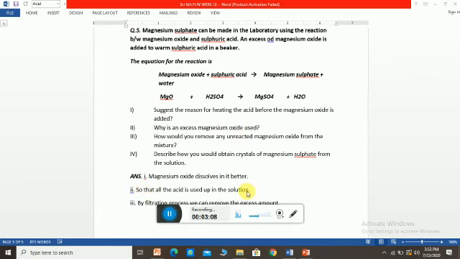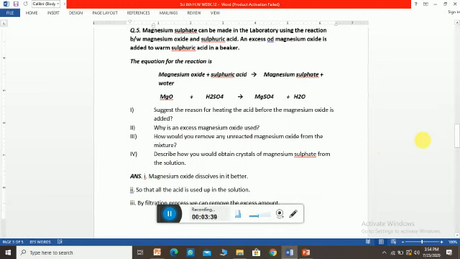In the third part, they are asking, how would you remove any unreacted magnesium oxide from the mixture? Very simple, we again discussed this and the third step. In the third step, we remove the excess amount of magnesium oxide by using the filtration process.